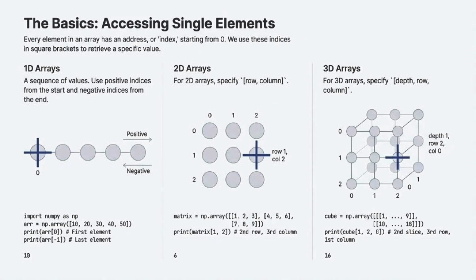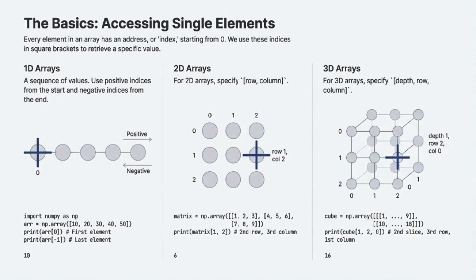In NumPy, every value in an array has a position number called an index, which starts from 0. In a one-dimensional array, we use one index to get a value, counting from the start or from the end using negative numbers. arr[0] gives the first value, while arr[-1] gives the last value using negative indexing. In a 2D array, we use two numbers, one for the row and one for the column. matrix[1, 2] means the value in the second row and the third column.